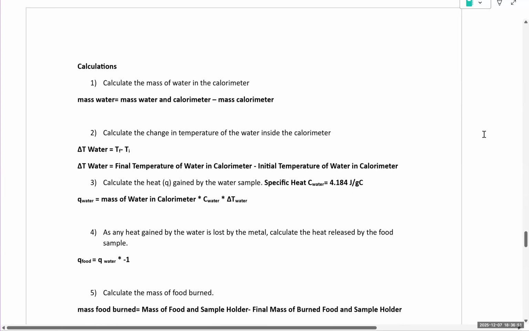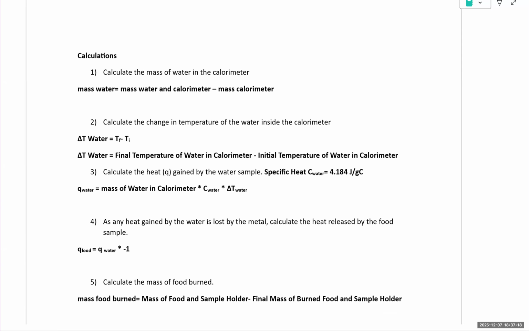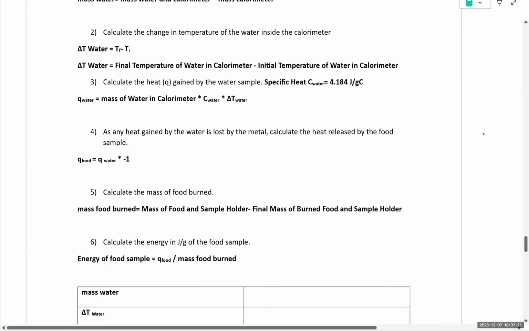So we're going to calculate the mass of water in the calorimeter by taking the mass of water in calorimeter minus the mass of the empty calorimeter. We're going to calculate the change in temperature of the water inside the calorimeter by taking T final minus T initial. We're going to calculate the heat gained by the water sample by using the mass of water times the specific heat times the change in temperature for the water sample. Because any heat gained by the water is lost or released by the food sample, we can calculate the heat released by the food sample by taking the heat absorbed by the water times -1.